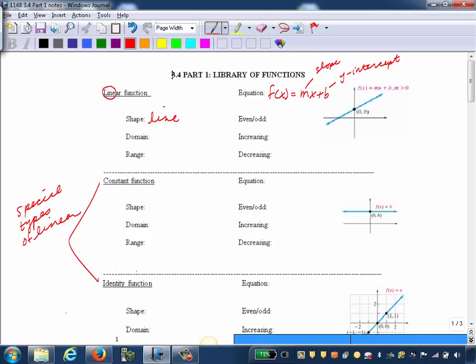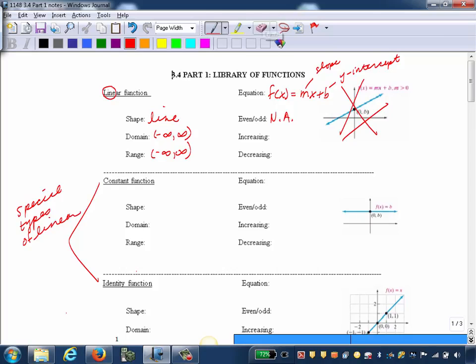The domain of a linear function, we can see that if we trace left to right, these lines are going to cover all the x values. So negative infinity to infinity in interval notation. And same with the range. The range is going to cover all the y values, so negative infinity to infinity. Now this line is just an example. It could look like this, it could look like this, there are all different shapes of this line. We can't determine even or odd, it's not applicable here.